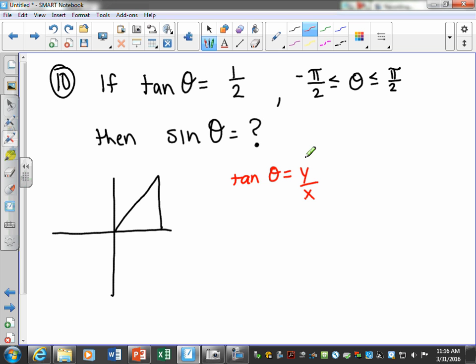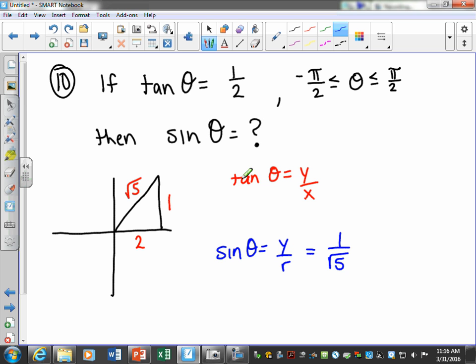So y value of a 1, x value of a 2. What happens when we have sides of 1 and 2? We get square root of 5 using Pythagorean theorem. Okay, now what is the sine of theta given down here? By definition, sine of theta is going to be your y value over your radius. In our particular case, what is that going to be? 1 over square root of 5.